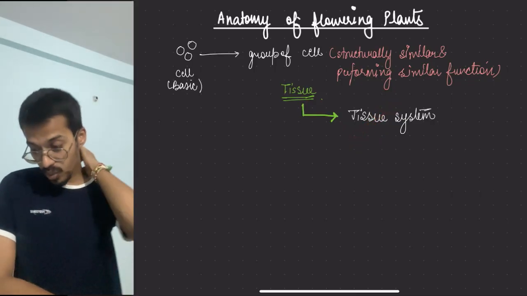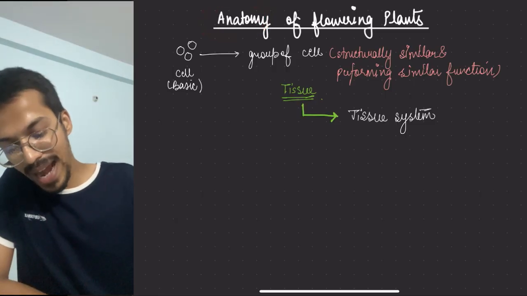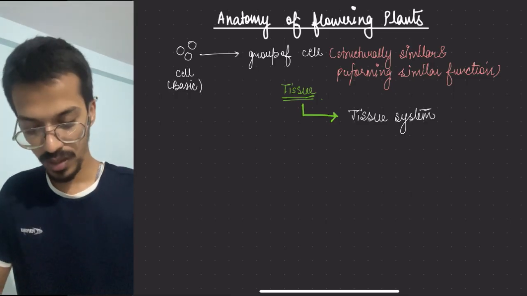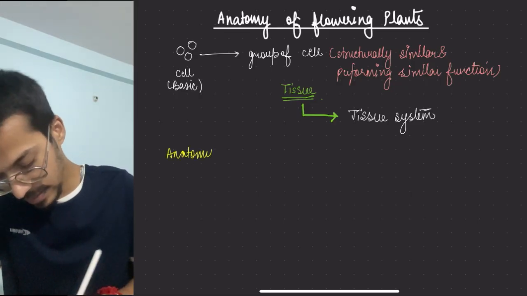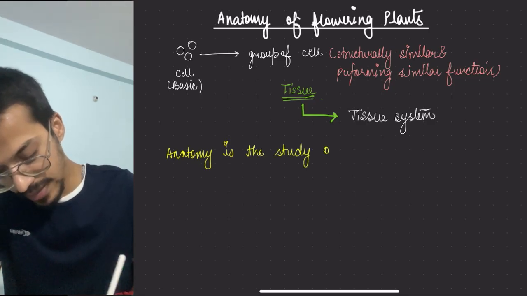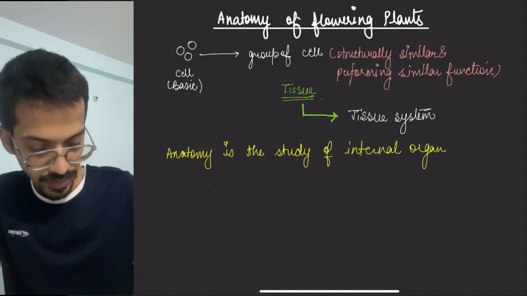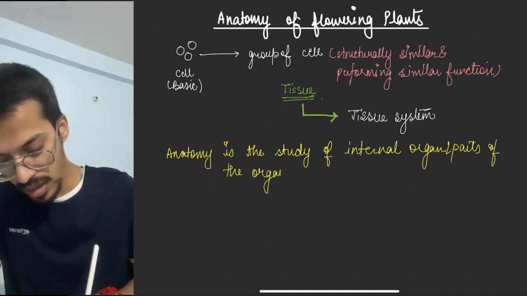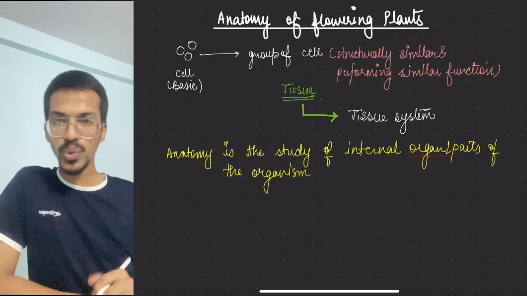Now, there are terms like anatomy. Anatomy is the study of the internal structure of the plant, that is, the internal organs or parts of the organism. And what is morphology? The outside appearance of organisms, how they look. So that is the difference between the two.